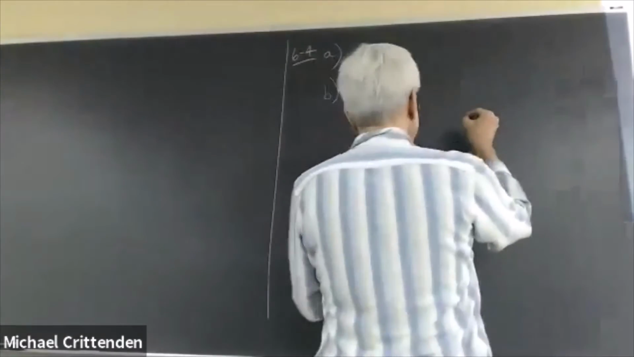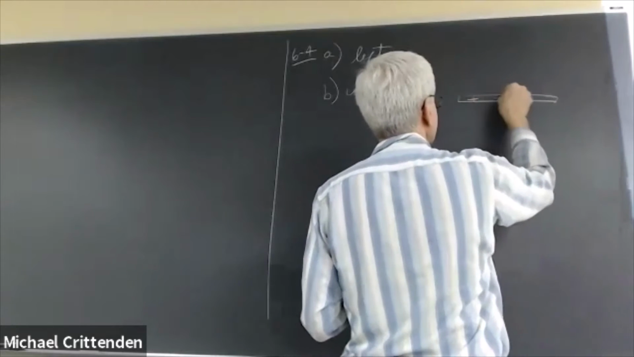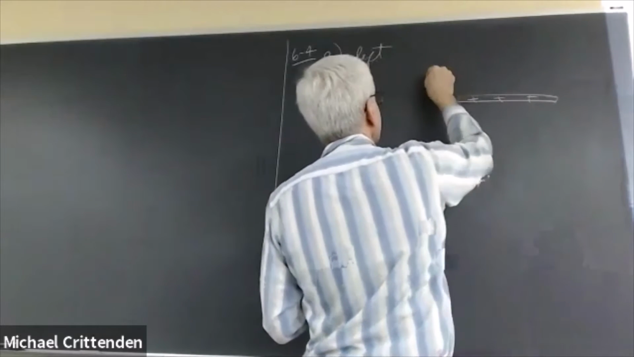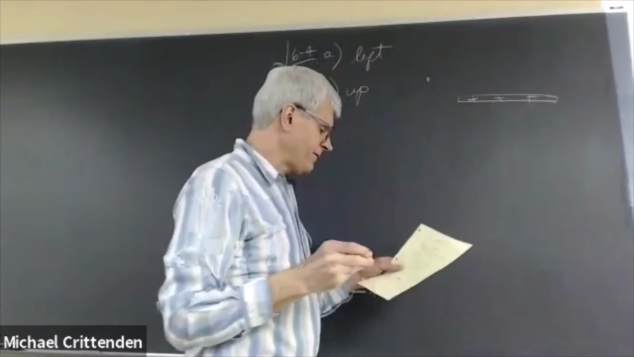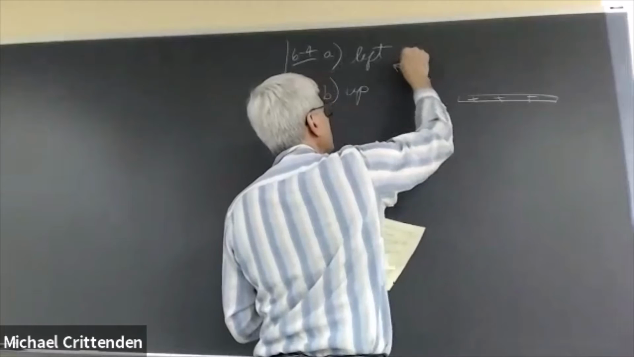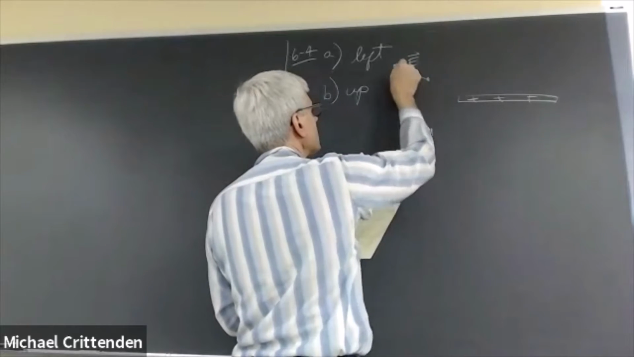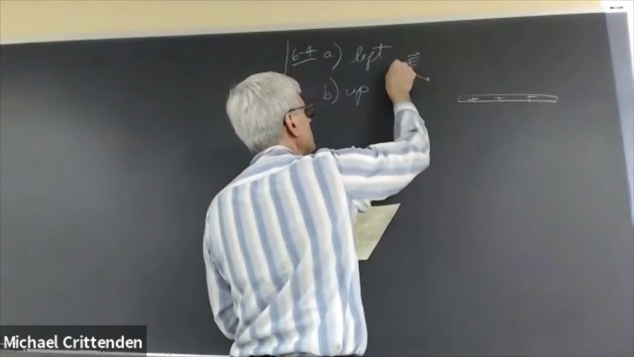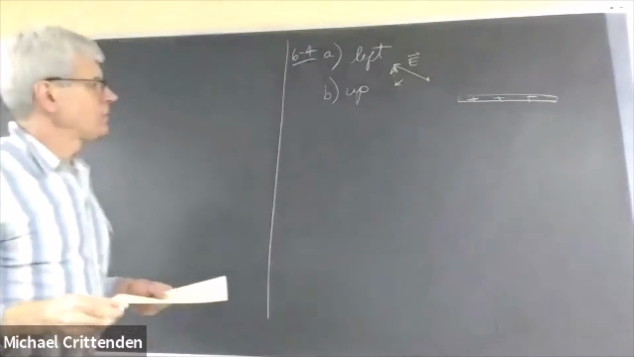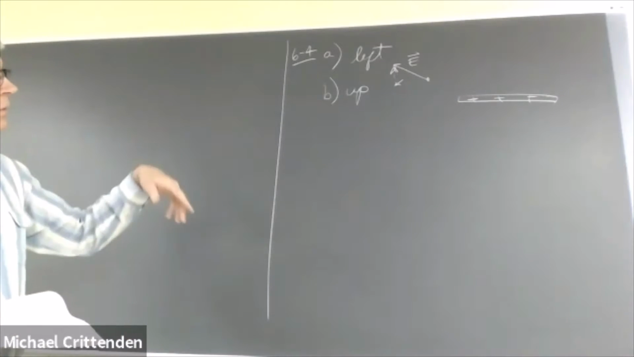You've got this positively charged rod, and electric fields point away from positively charged things. So that would be kind of like this, roughly. And when you take that and resolve it into components, the x is to the left and the y is up.